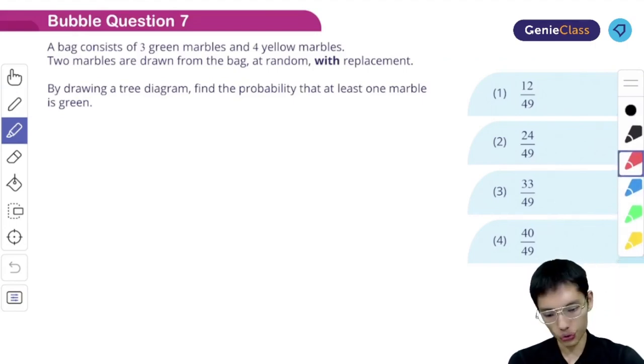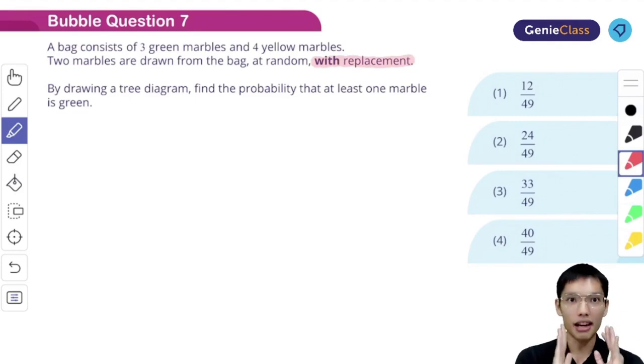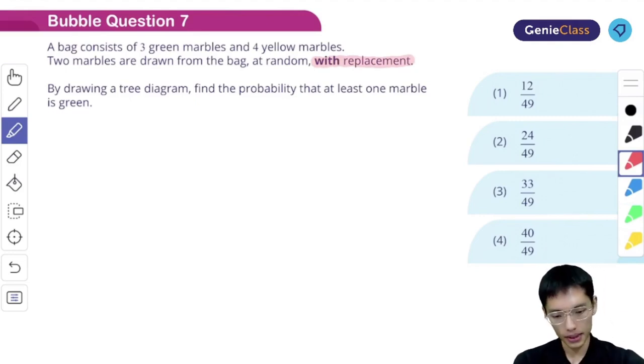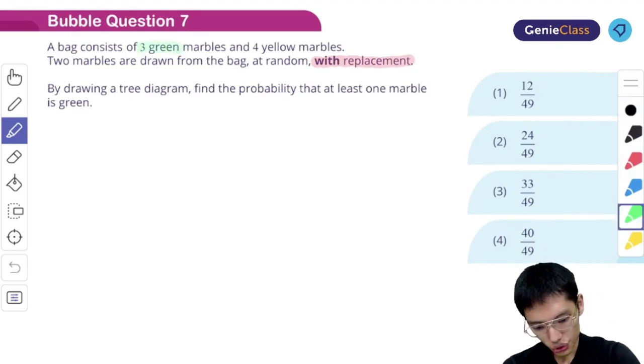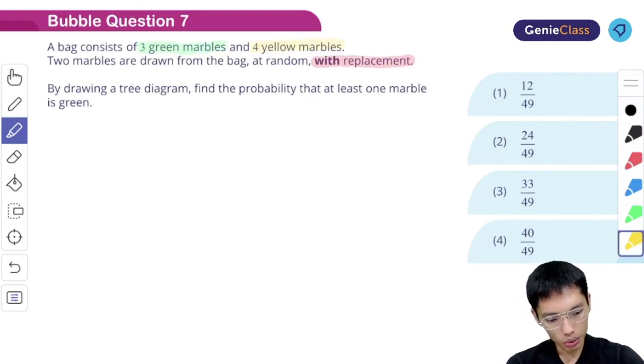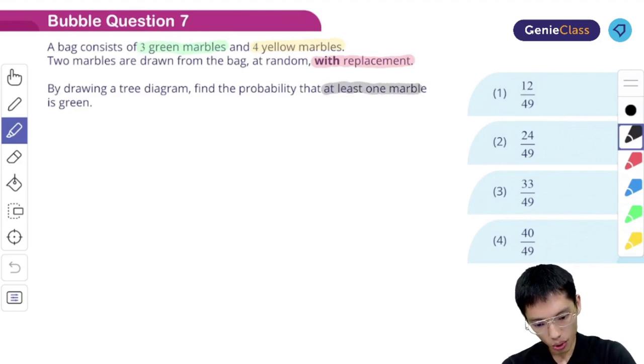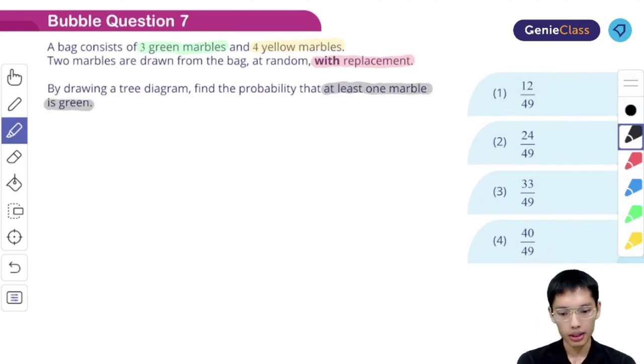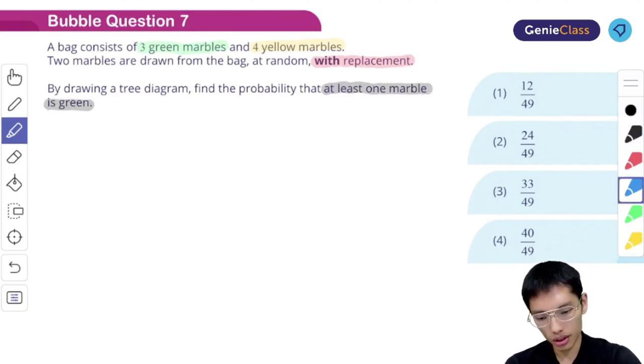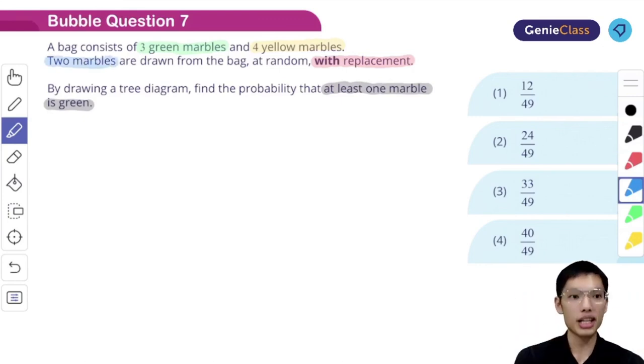Now, this question is 3 minutes long because you have to draw the tree diagram. So take the time to draw. Definitely doable if you draw a tree diagram. Okay, look at it closely. 3 green marbles, 4 yellow, and what do they want? At least 1 marble is green. Okay, take note how many branches you need to draw based on the marbles, based on how many events you are doing.